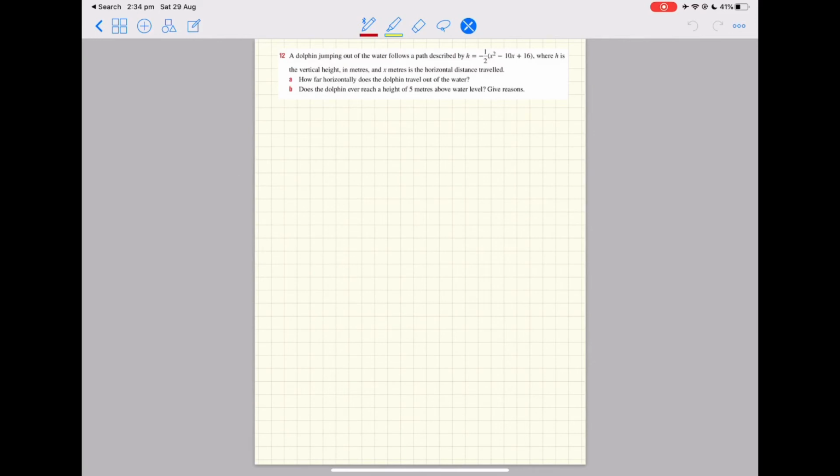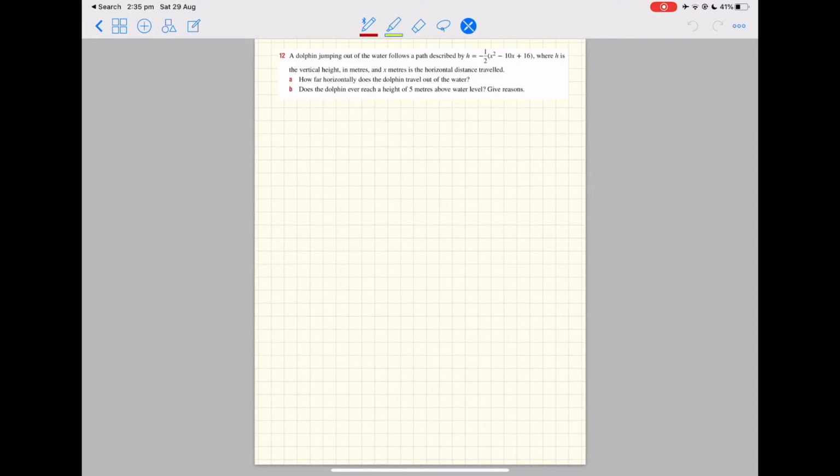So the next question reads, a dolphin jumping out of the water follows a path described by h is equal to -½x² - 10x + 16, where h is the vertical height in meters and x meters is the horizontal distance traveled. How far horizontally does the dolphin travel out of the water?